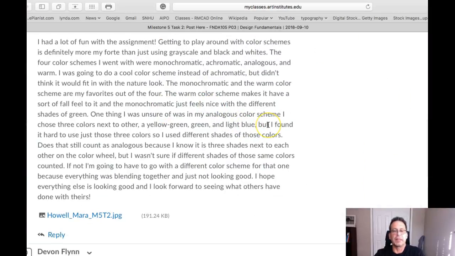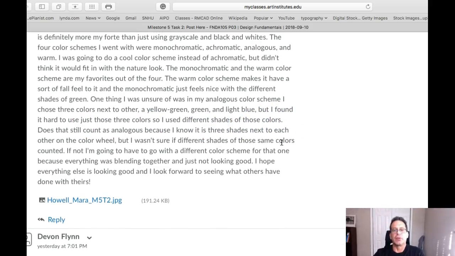But then you're saying an analogous color scheme is choosing the colors next to yellow, green, and blue light. I found that it's hard to use just the three colors, so I use different shades of those colors. Okay, so shades is adding black to the color. So what you're indicating is value.